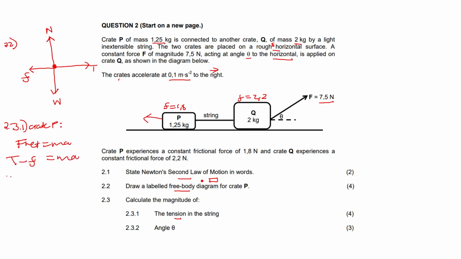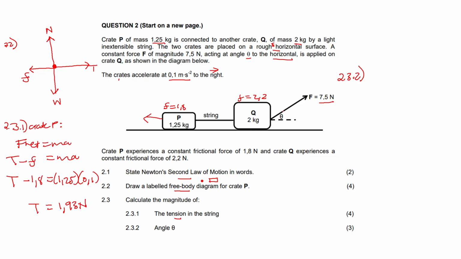Tension is the one that we are looking for, so that's going to be the unknown. They've given us the frictional force of 1.8. We know the mass of P is 1.25, and they've given us the acceleration of 0.1. Then we do our little math magic. We multiply, we take that over so that T can be alone, and therefore the tension in the string would then be 1.93 newtons.